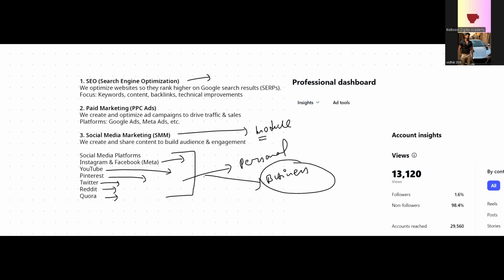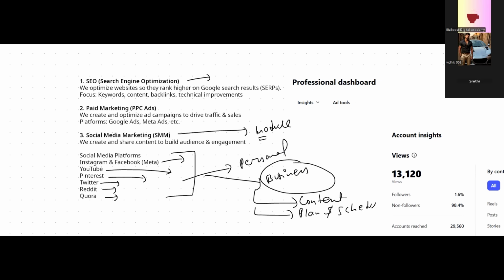For businesses specifically, when they ask for a freelancer or a full-time job, when they are looking for candidates who can do their social media marketing, they are basically looking for candidates who can create content for them, who can plan and schedule the content, and who can analyze the content later on.